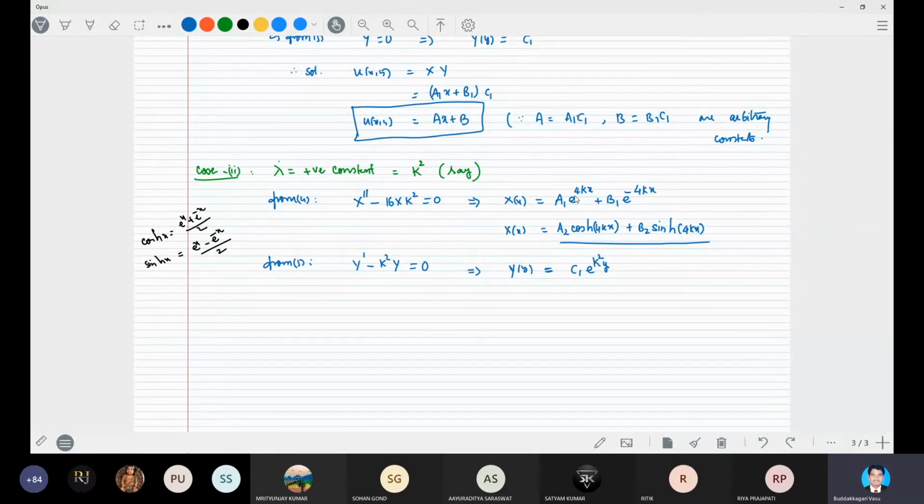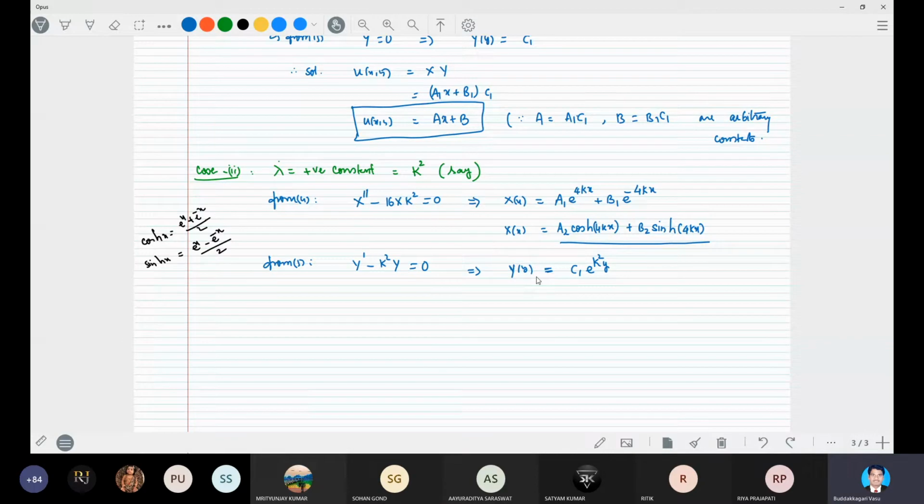Again, assume the arbitrary constants where a2 is equal to a1 plus b1, and b2 is equal to a1 minus b1. Okay, they are also constants, so therefore we assume like this. This is simple. We can separate the variables. Y dash by y is equal to k square. Log capital Y is equal to k square small y, or Y of y is equal to c1 into e power k square y.